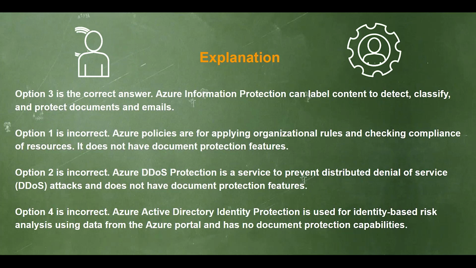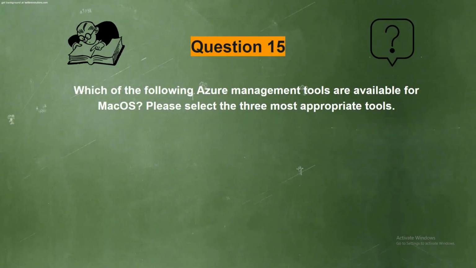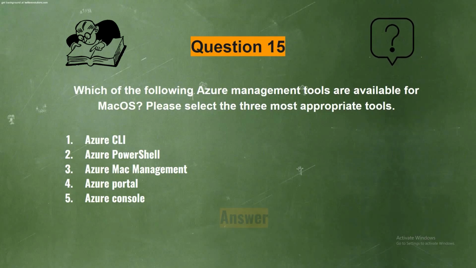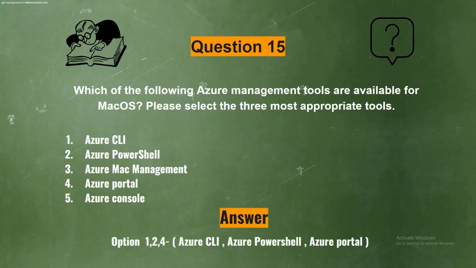Azure Active Directory Identity Protection is used for identity-based risk analysis using data from Azure portal and has no document protection capabilities. Question 15. Which of the following Azure management tools are available for Mac OS? Please select the 3 most appropriate tools. And the options are: Option 1, Azure CLI. Option 2, Azure PowerShell. Option 3, Azure Mac Management. Option 4, Azure Portal. Option 5, Azure Console. And the answers are Option 1, 2 and 4.